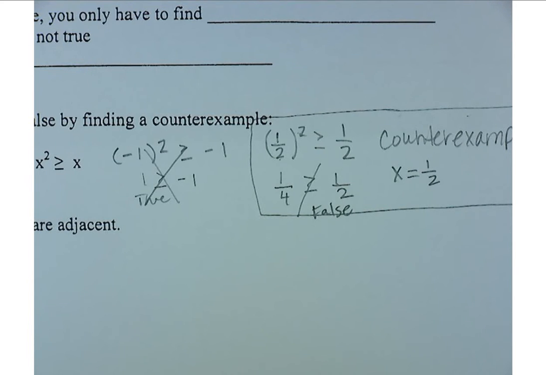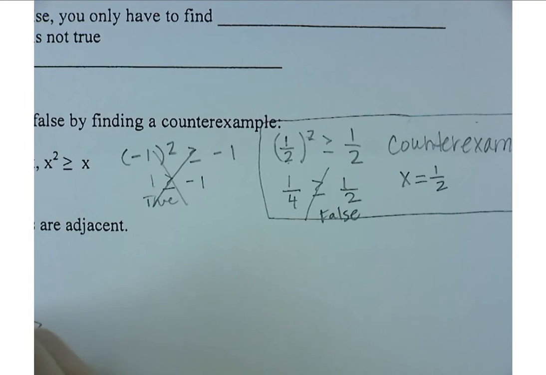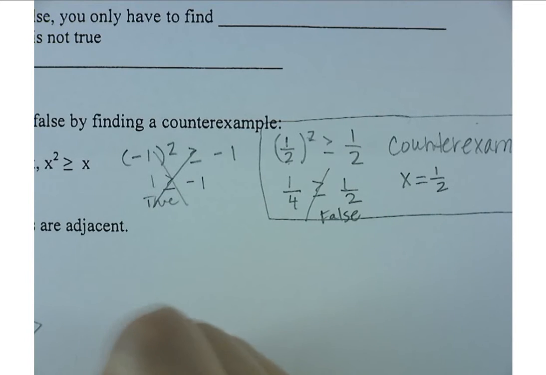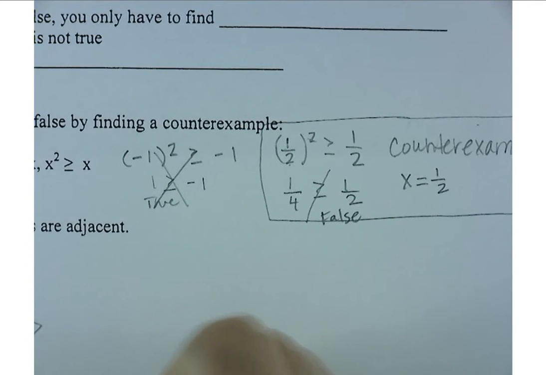Wait, does it only have to be 2 angles? Or can you put 3? You put 3. Okay, now if they are adjacent, then they're right next to each other. So this would be true, right? This is not a counterexample.